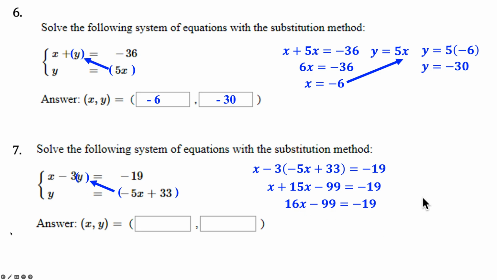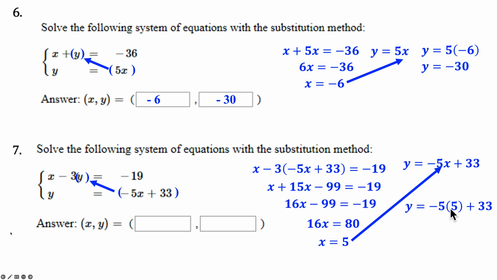Okay, get your calculator. Let the calculator do the work here. 99 gets added to the negative 19. Okay, that's 80. Take the 80, now divide it by 16. That's a 5. Take that step 1 equation, the one that has the y by itself. Take the 5, plug it in for x. Negative 5 times 5 is negative 25 plus 33. If you want your calculator to do that work, that's fine. It's 8. There's your ordered pair.